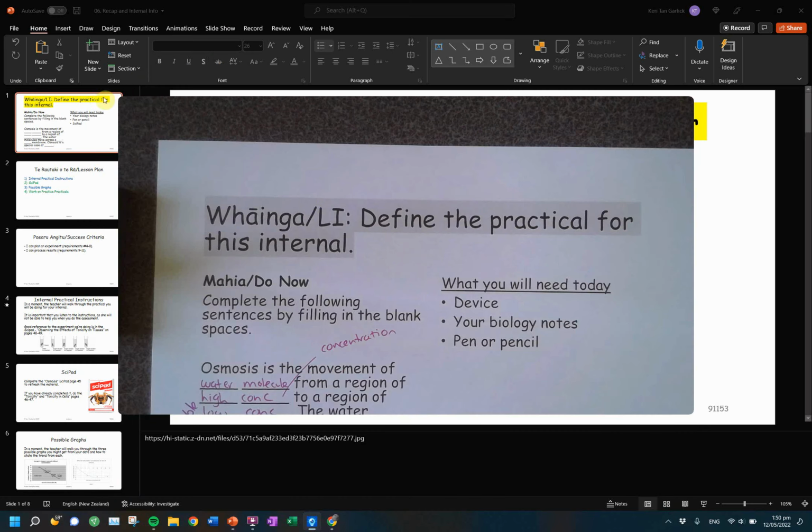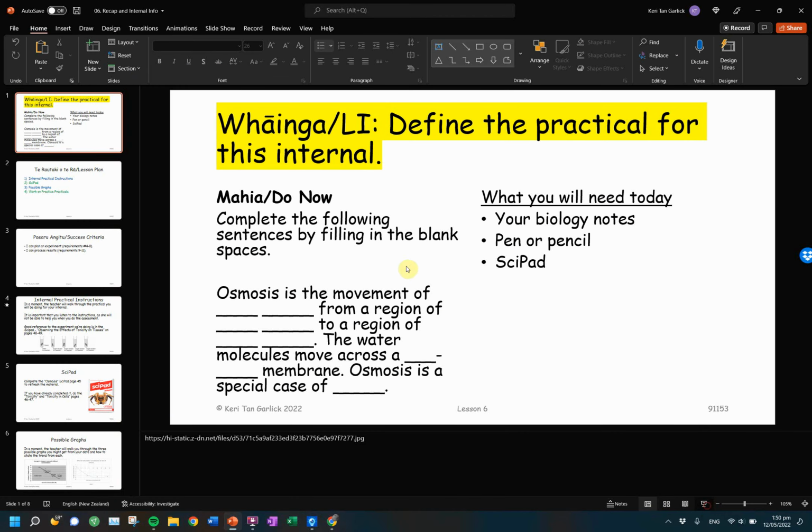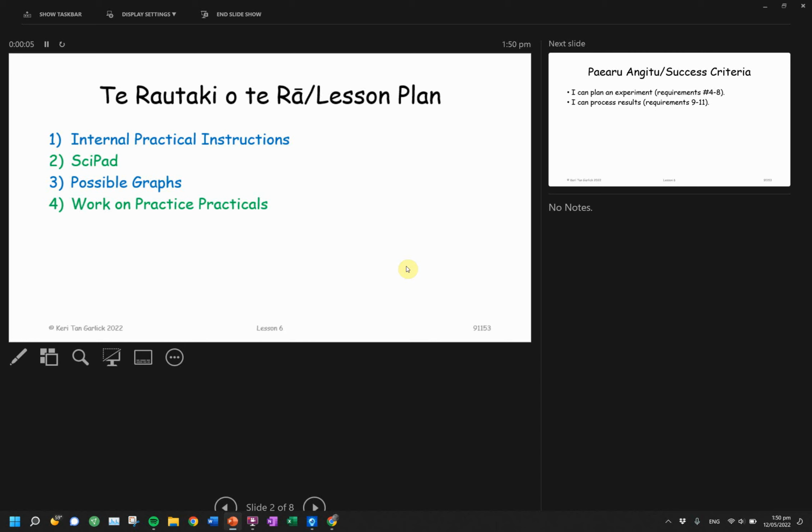So let me move to the Google slide so we can talk about the lesson instructions of how to carry out your practical for this internal. The reason why I need to do it now is so that we have enough time on Monday and you guys can just dive right into it. Then I'll give you guys a little break from me talking and you have a Scipad page just to review osmosis, and then I will talk about the three possible graphs you might get from your data, and then whatever leftover time we have left, I'll let you guys work on those two practice practicals that you had so you guys can still get some feedback.